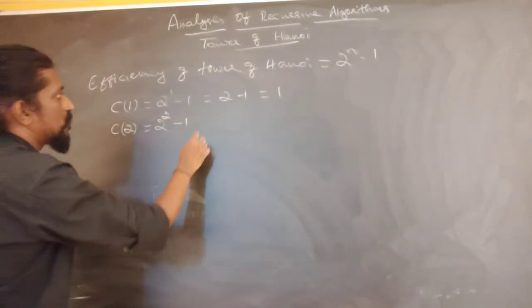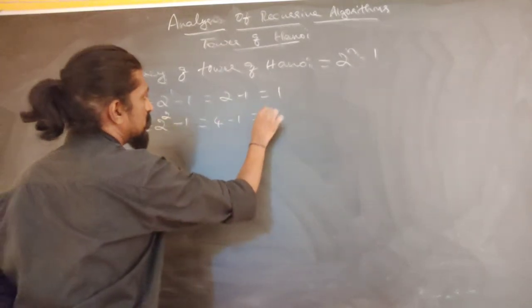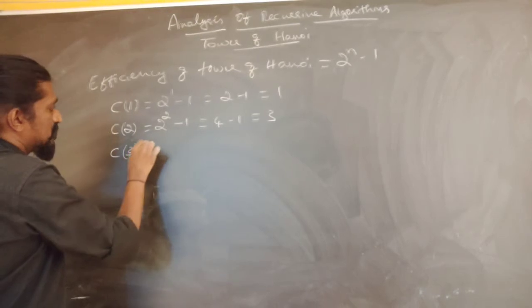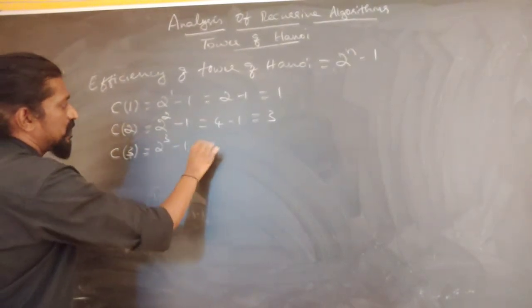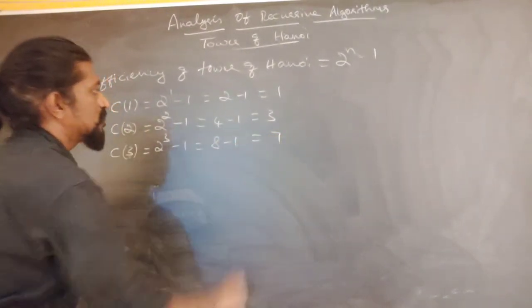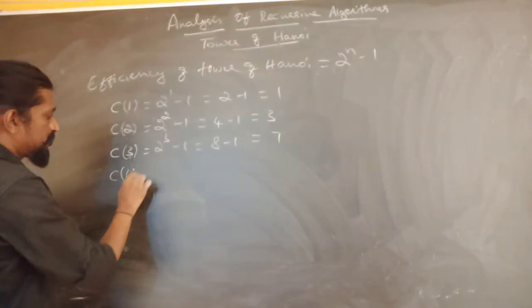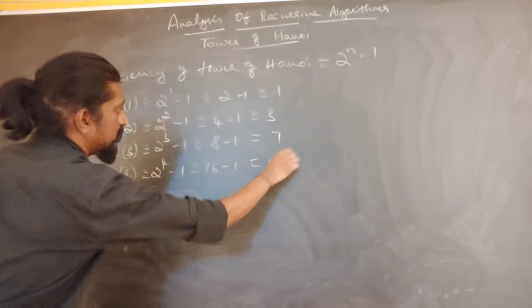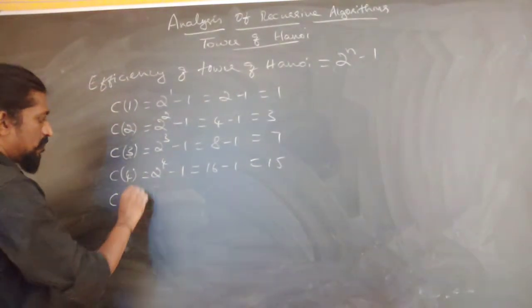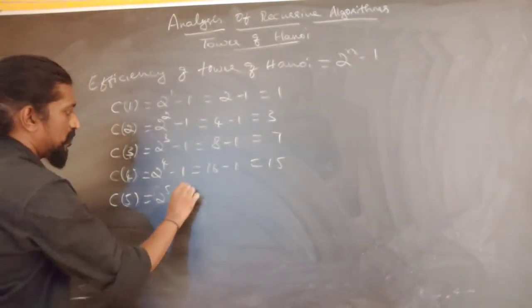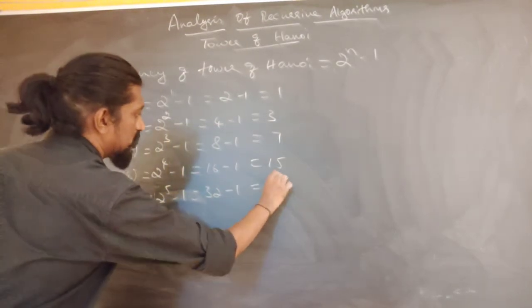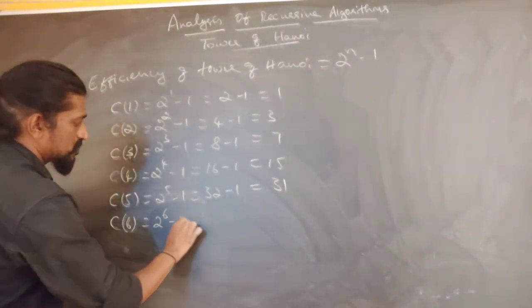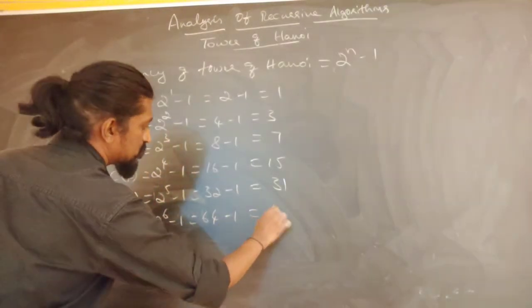2 squared minus 1, that is equal to 4 minus 1, that is equal to 3. For 3 discs, it is 2 cube minus 1, that is equal to 8 minus 1, that is equal to 7. For 4 discs, 2 to the power of 4 minus 1, that is equal to 16 minus 1, 15 moves. For 5 discs, it is 2 to the power of 5 minus 1, that is equal to 32 minus 1, 31. C of 6 is 2 to the power of 6 minus 1, 64 minus 1, 63.